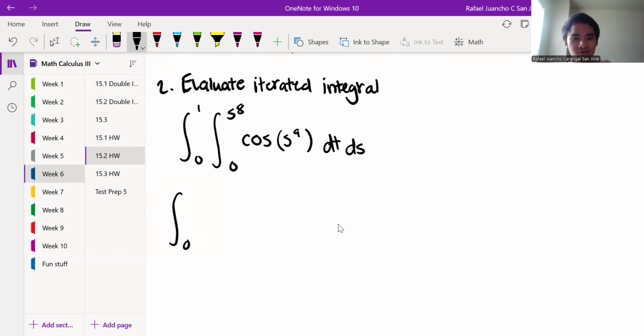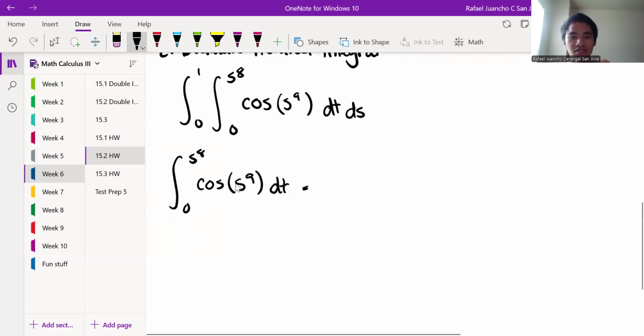Okay, so the first thing I'm going to do is this dt. And let me solve that integral. What is the antiderivative of this? It's actually just 1 over... So here we think of s to the 9 as a number. We think of that as a number.